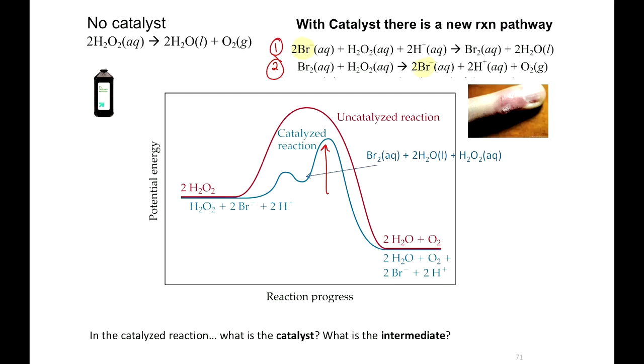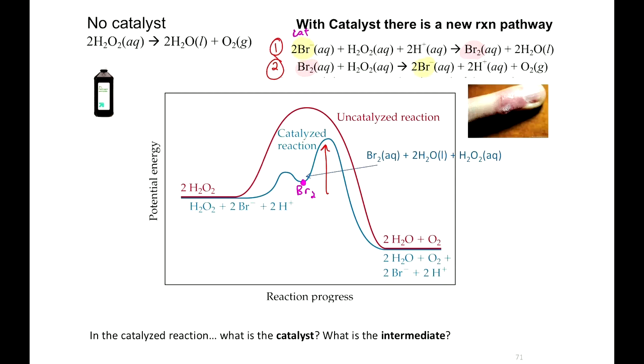But then what is an intermediate? Do we have an intermediate? Yes, we have Br2 as our intermediate because it is produced in the first step, but then consumed in the second step. So the concentration of Br2 is going to be real high in that intermediate step right there, but we won't see Br2 as a reactant or a product here.